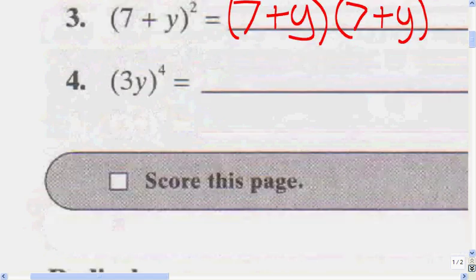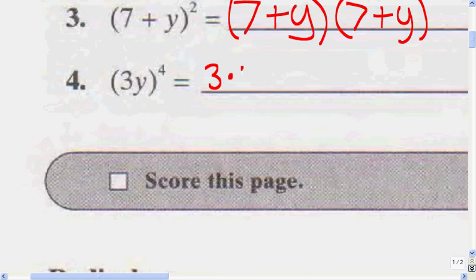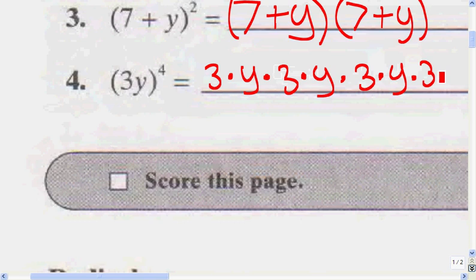Here we have a base of 3y with an exponent of 4, so that means we're going to multiply 3 times y 4 times, right? So we're going to have, let's write it out, 3 times y times 3 times y times 3 times y, that's 3 times, just one more time, times 3 times y.